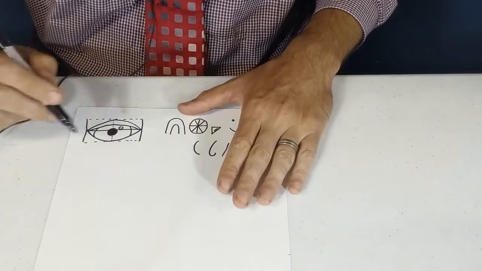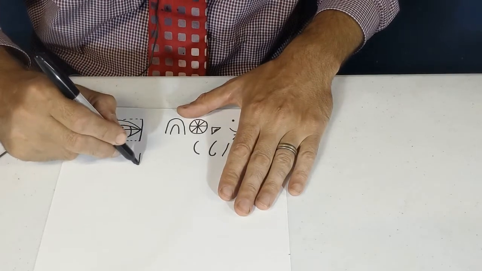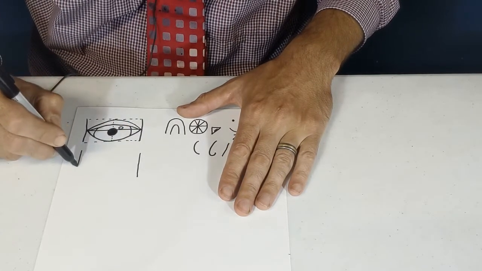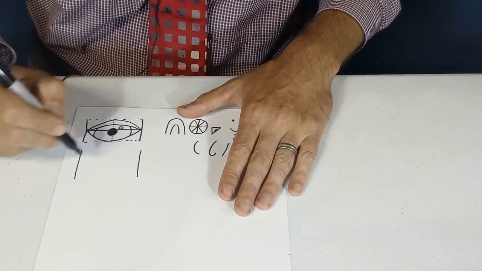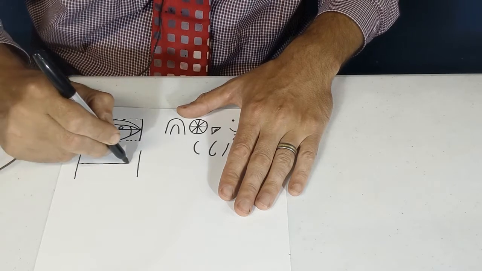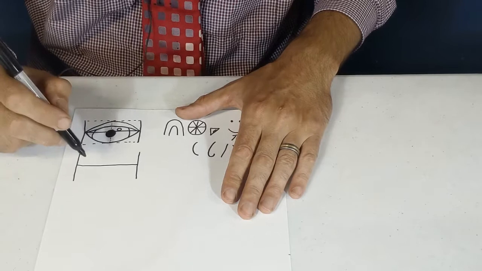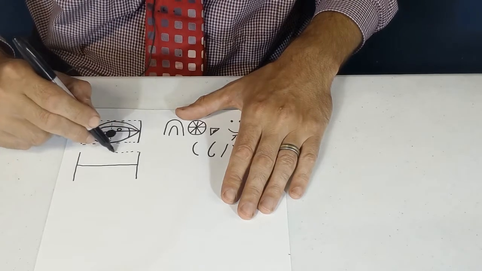Now what we're going to do is another eye. So you want the sides to be the same. Add your eye in place. Add your dashed lines.